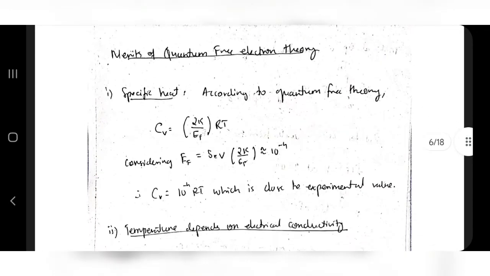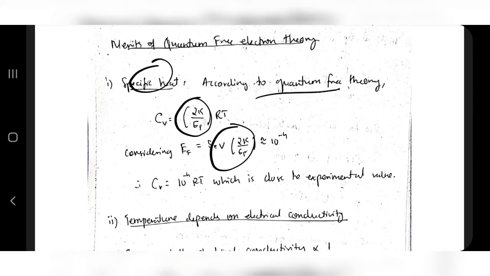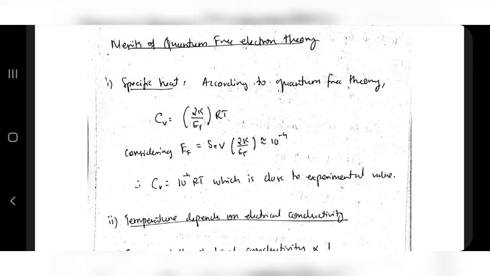Now, the merits of quantum free electron theory are what were the drawbacks previously that are overcome. The specific heat's value is given by this one according to quantum free electron theory, and considering the values for each of these terms here, it is close to 10 power minus 4. So the first contradiction is overcome.